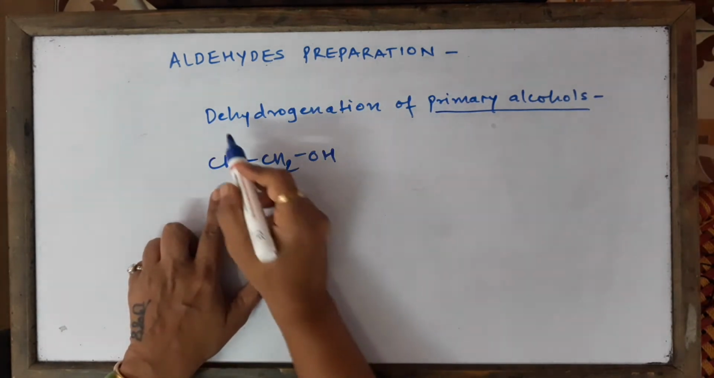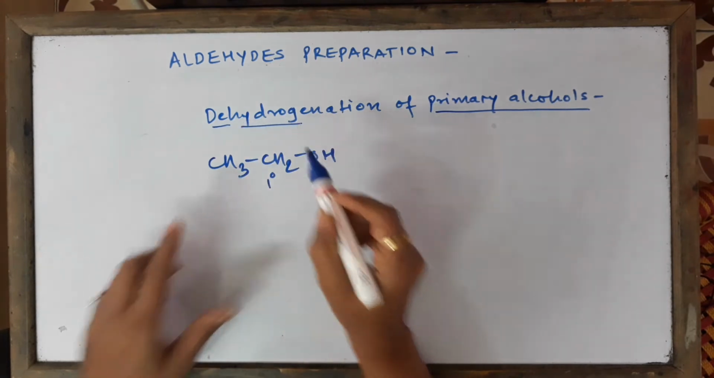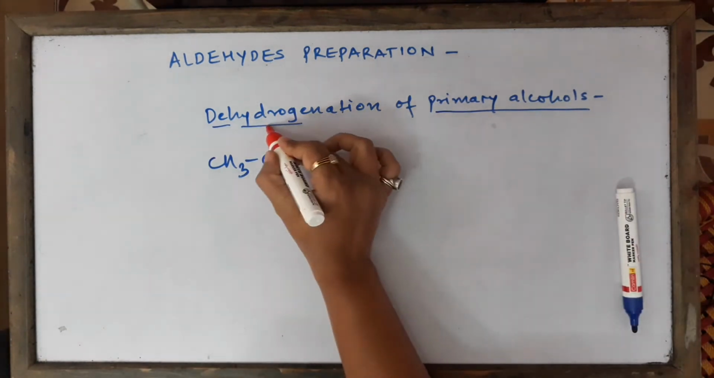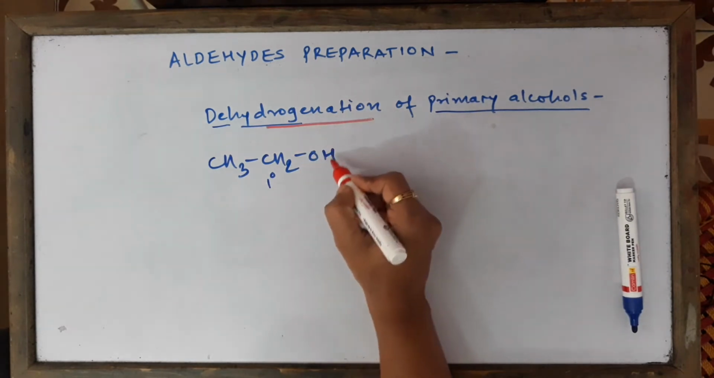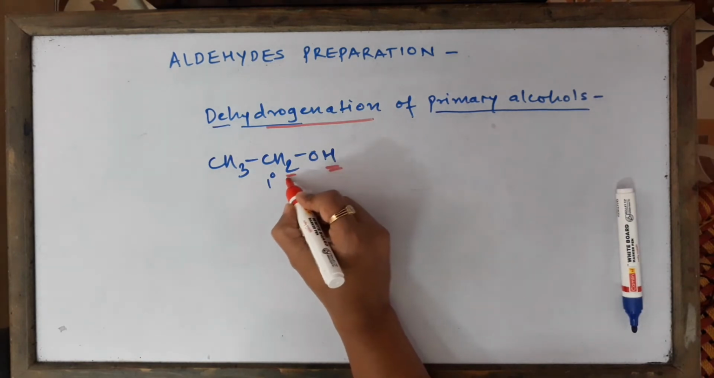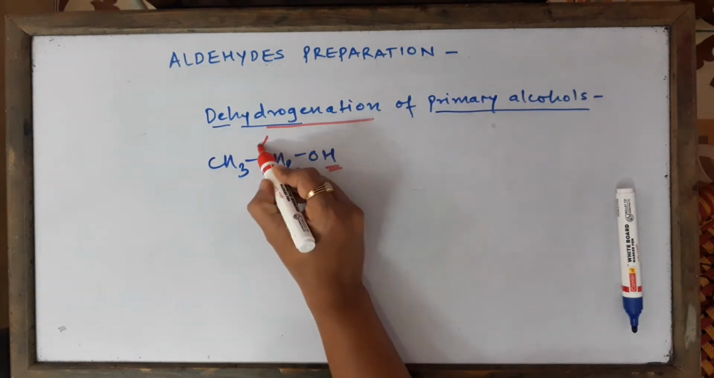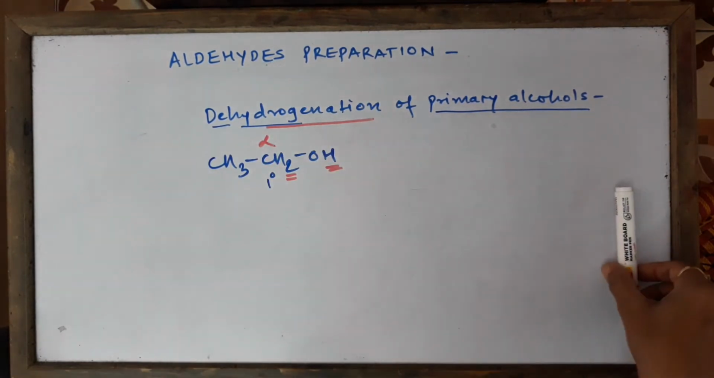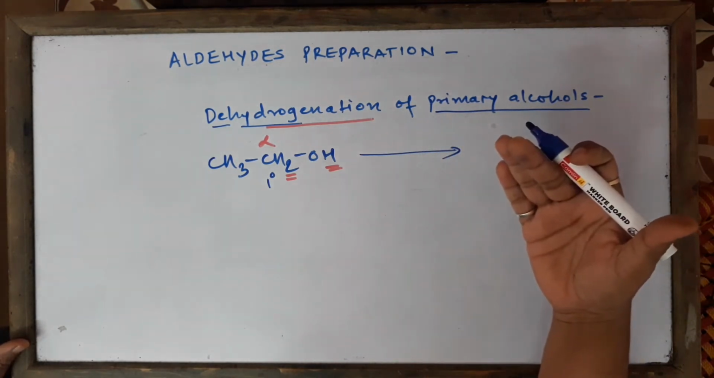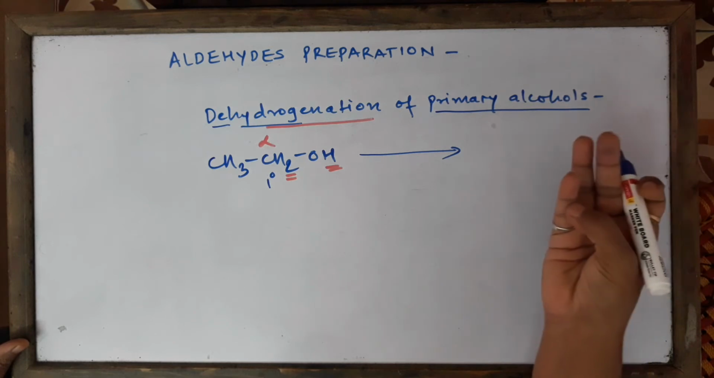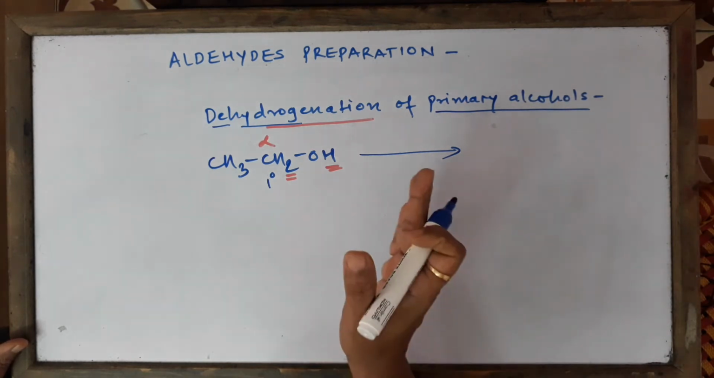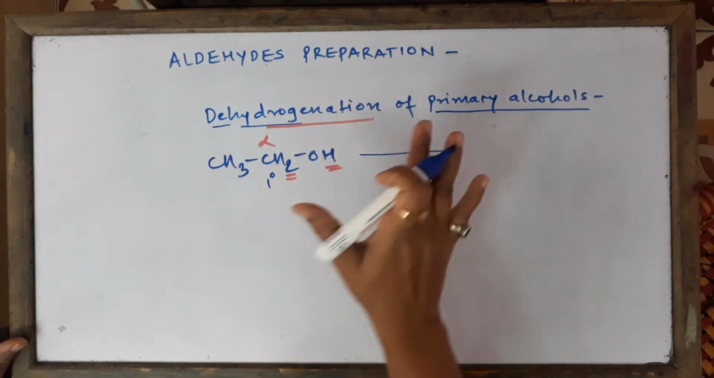What is the meaning of dehydrogenation? The name itself suggests that dehydrogenation means removal of hydrogens. So you're going to remove hydrogens, first of all the hydroxyl hydrogen, and then the alpha hydrogen atom. Now this is important for us to understand: this method is exactly like what we did in the previous method, that is PCC method, or CrO3 method, that is oxidation. So this is exactly oxidation, but here we are using a new term, dehydrogenation.